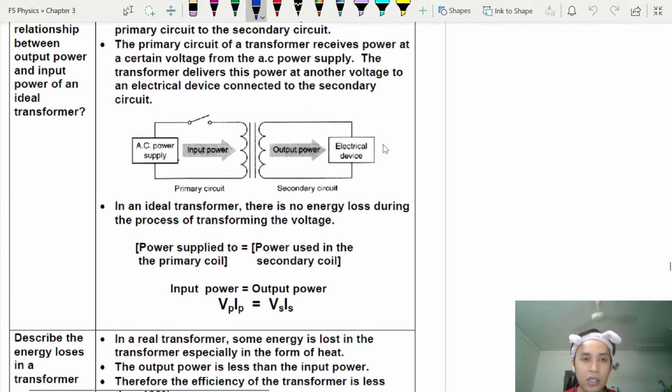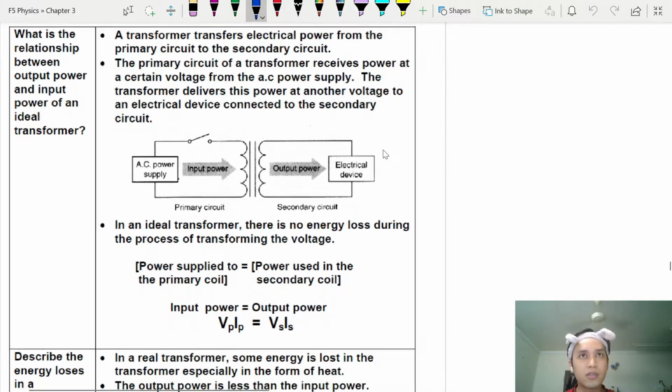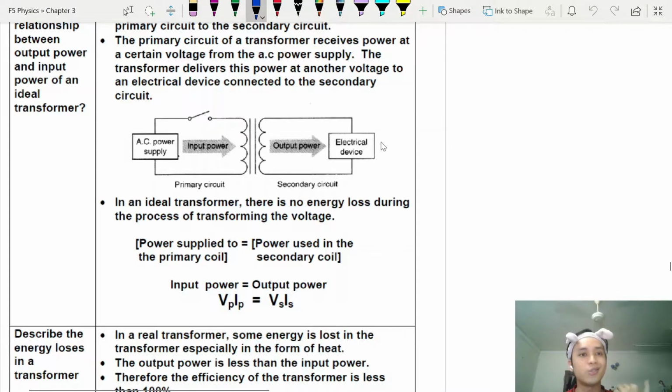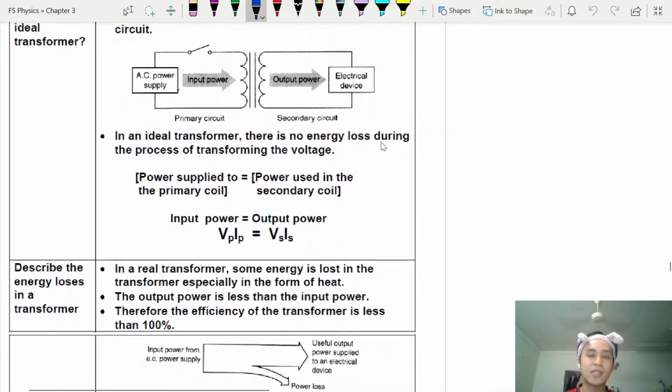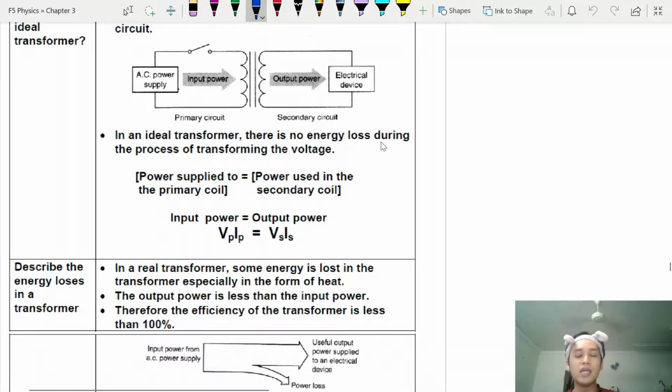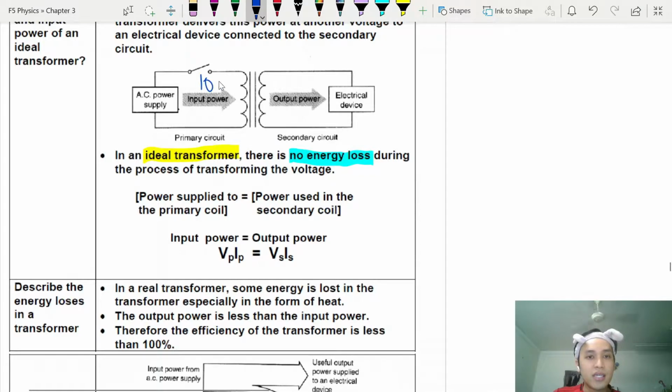Okay, now first, transformers, as you learned in the previous video, are used to increase or decrease the potential difference or the voltage. Technically, they are transferring the power from the first circuit into the second circuit. Now when we say ideal transformer, meaning that there is no energy loss. That is the key thing. Your input power is completely converted into output power, meaning 100% converted. So in an ideal transformer, the idea is like this: if here is, let's say, 10 watts, the output power should also be 10 watts. This is what we call an ideal transformer.